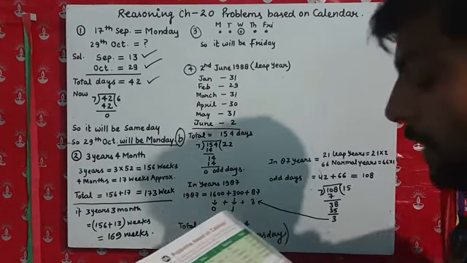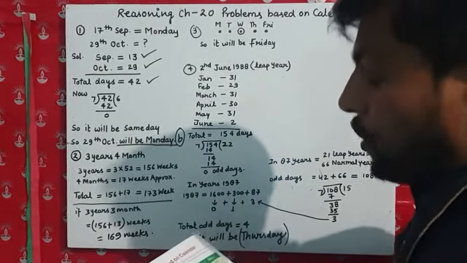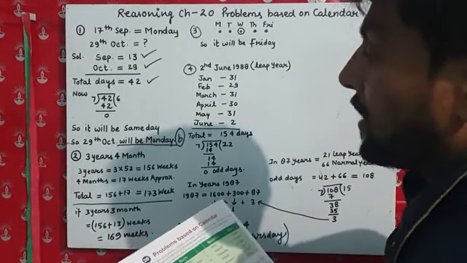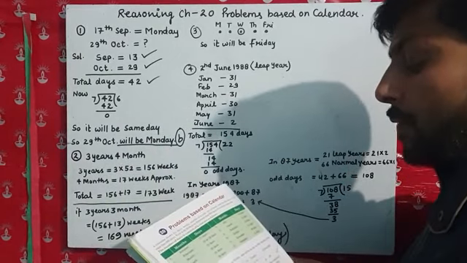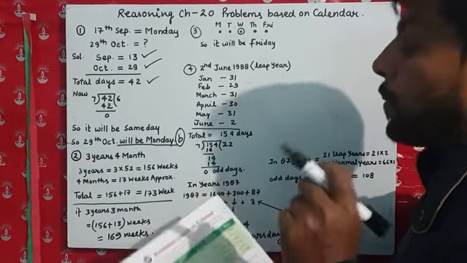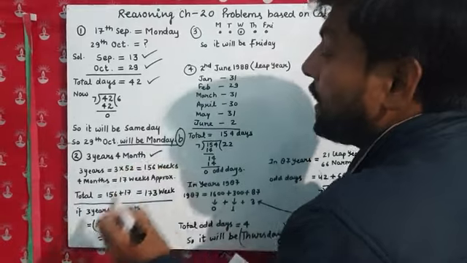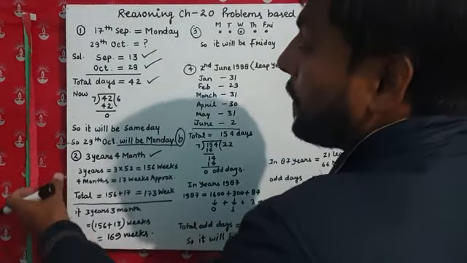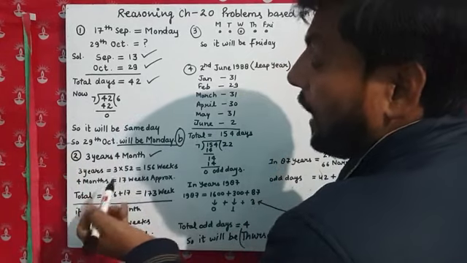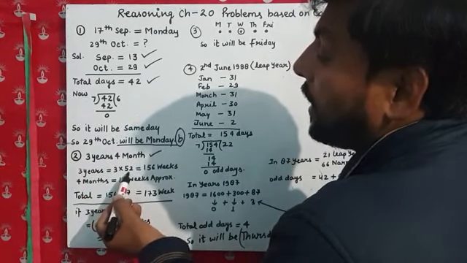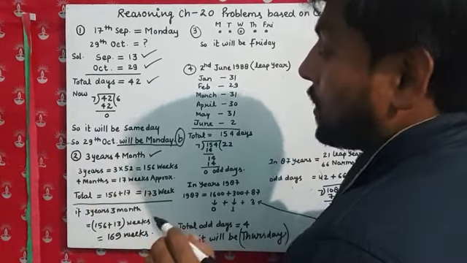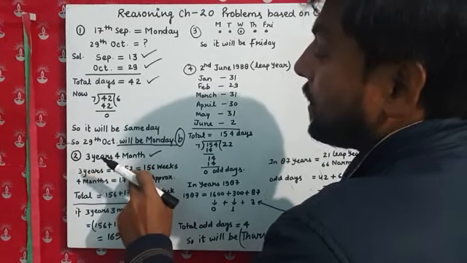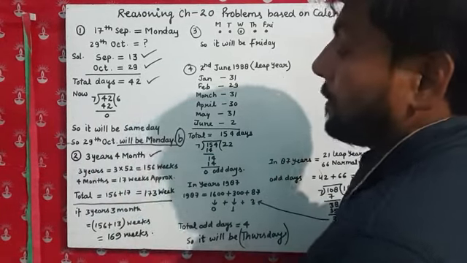Here one mistake in the question is given, but I am telling you what the mistake is. How many weeks are there in 3 years 4 months? The question is 3 years 4 months, and we have to find out the number of weeks. So simply we take the 3 years. As we know, in a year there are approximately 52 weeks. So in 3 years it becomes 156 weeks.